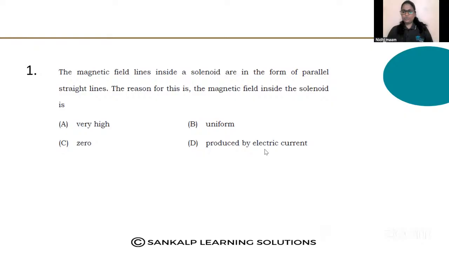Okay, Abhi, you can ask the question, no problem. Okay, the question on magnetic effect of electric current. The first question goes like this. The magnetic field lines inside a solenoid are in the form of parallel straight lines. The reason for this is the magnetic field inside the solenoid is very high, uniform, zero, produced by electric current.